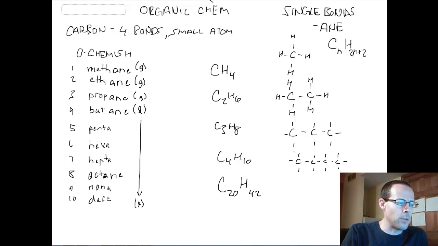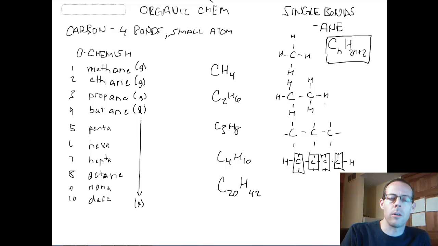That makes sense because with each C we have 2 hydrogens. So I have 4 hydrogens right there, times 2 is 8, and we have a hydrogen on the right and a hydrogen on the left. Anyways, this formula will always give us our number of hydrogens if we know our number of carbons.